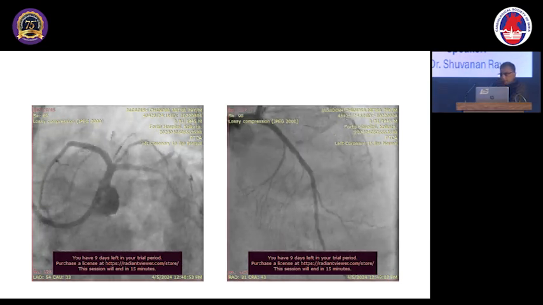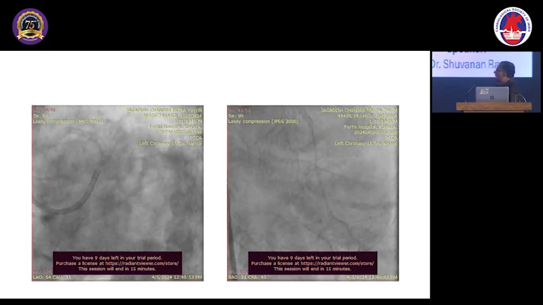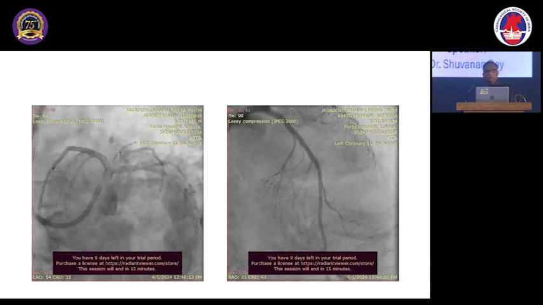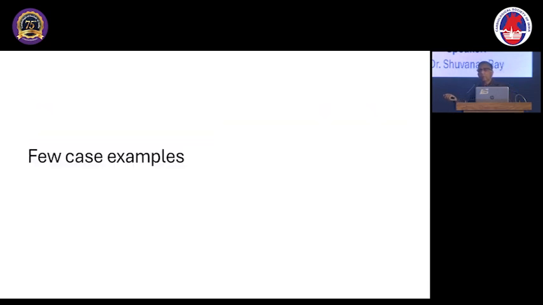And see this. What is this? What is this called? This is called ballerina foot deformity. This is a ballerina foot deformity. Ballerina foot deformity is a deformity which is produced in the LV angio during HCM.